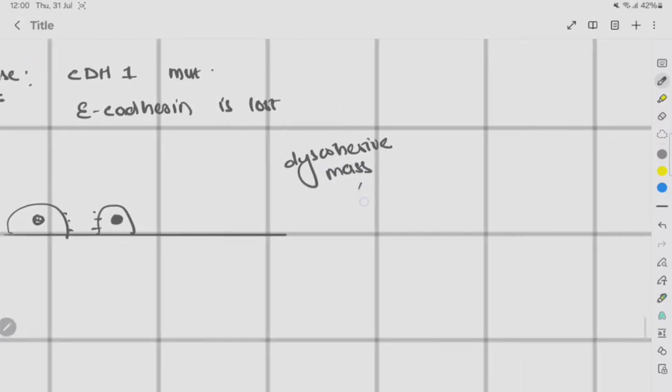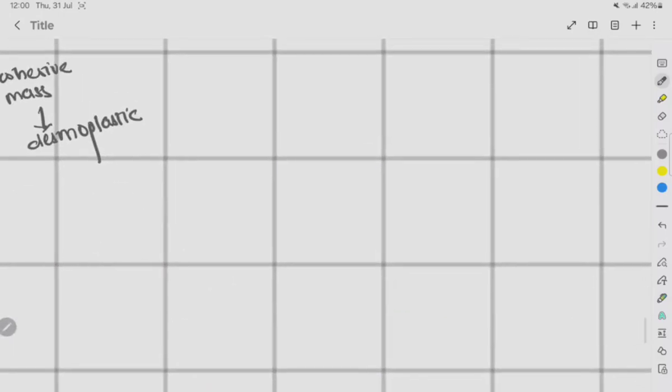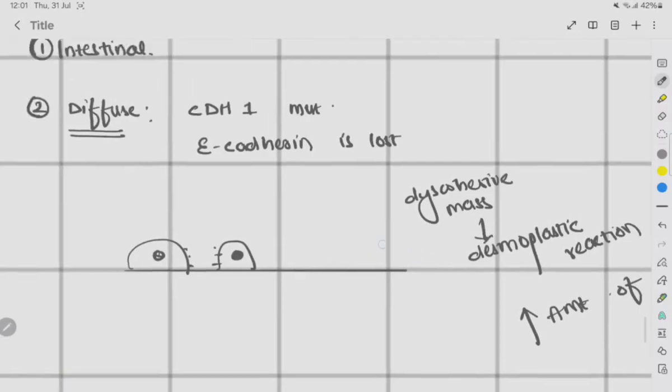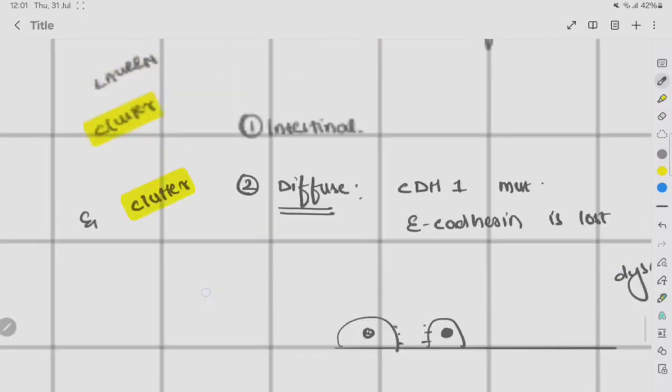That evokes a strong desmoplastic reaction. Desmoplastic reaction is nothing but abundant deposition of collagen. The amount of stroma increases. Okay, that said, now I suppose you can make meaning of this clutter.